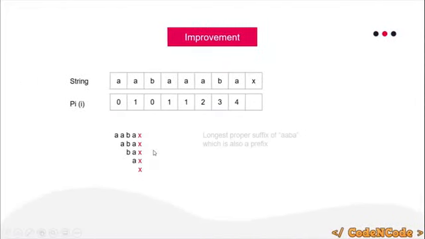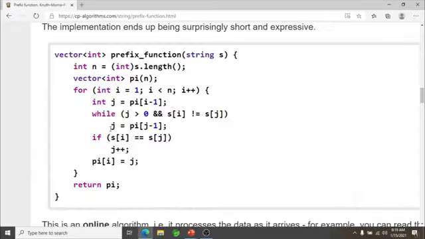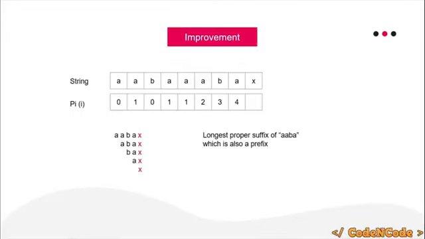If the condition doesn't hold, that means what we want is the longest suffix of AABA, which is also a prefix. And the answer to that exists in the pi array at index pi of j minus 1, right? j was 4, so at pi of 3, and that is exactly why we are updating j to be pi of j minus 1. And we will compare there again. So basically pi of j minus 1 is 1.